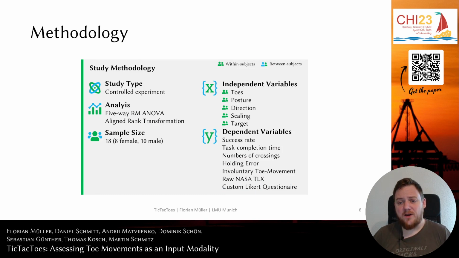So here you see an overview of the methodology of our experiment. We had the 5 independent variables that I already talked about, and we measured these dependent variables to assess the accuracy, efficiency and user experience of our 18 participants.